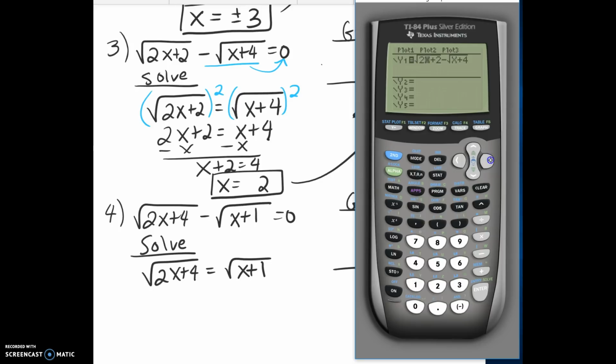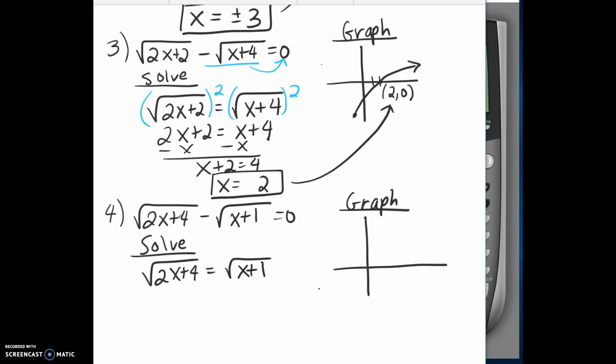In fact, I'm just going to edit this one because it's so similar. Save myself a little bit of time typing it in. So you could just change out the 2x plus 2 to 2x plus 4, and then change the x plus 4 to an x plus 1 instead. Now when I hit graph on this, you'll notice it does not cross the x-axis. So let's see what that means about our solution. And it goes like that.